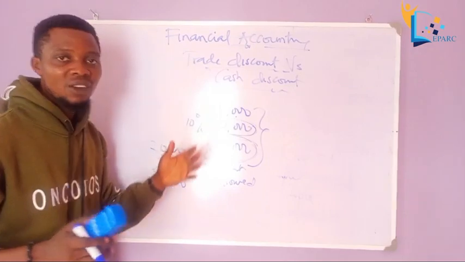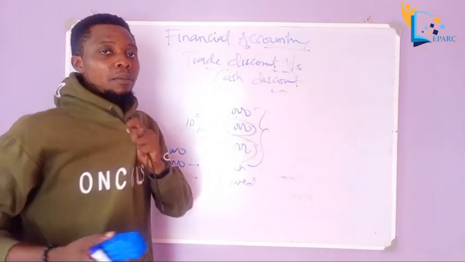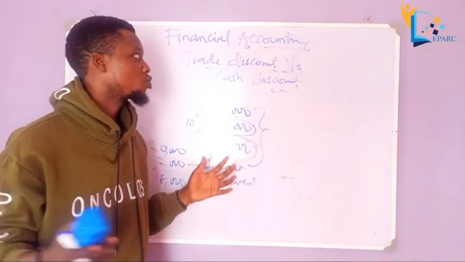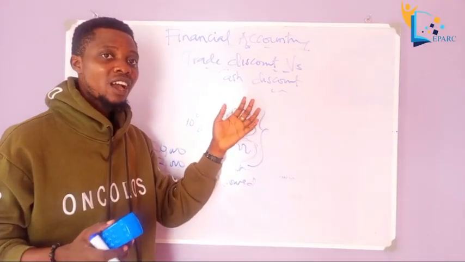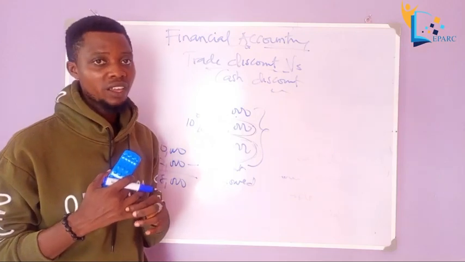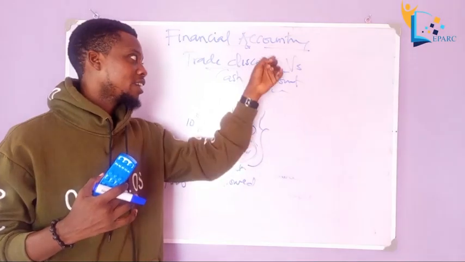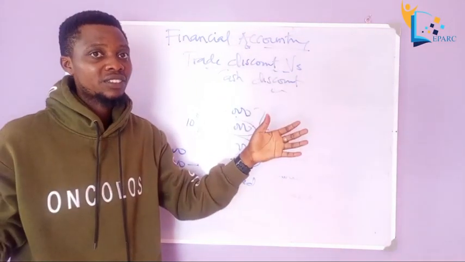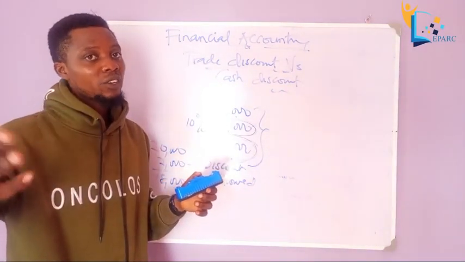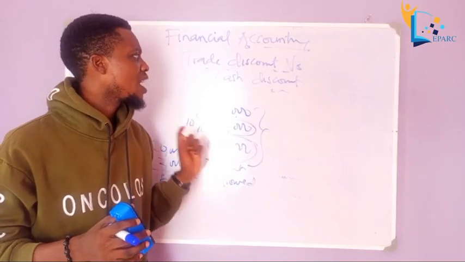Don't forget, the trade discount is given to those buying in large quantities, sometimes on credit. If you're buying on credit in large quantities, you will enjoy the trade discount, while the cash discount is given to debtors to encourage them to pay up their debts. But a customer can actually enjoy both. He can enjoy trade discount when he buys in large quantities, maybe on credit, and enjoy the cash discount when he's been encouraged to pay up his debts. All right, so these are the differences between cash discount and trade discount.